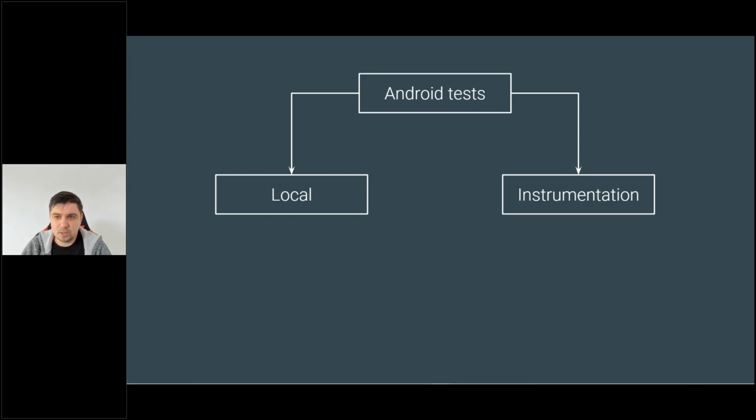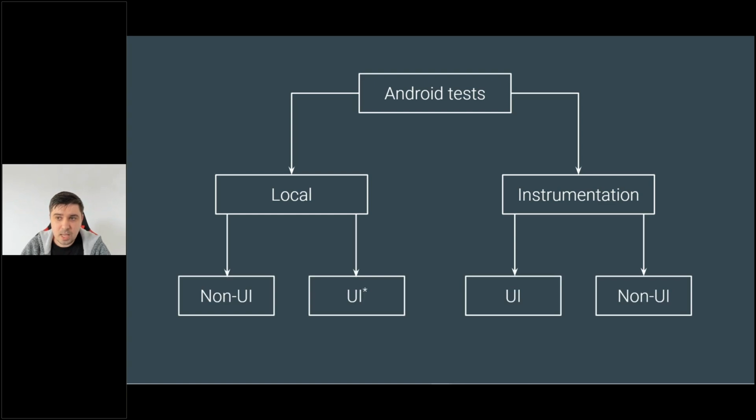And right now I want to speak in general about which types of tests are most popular and what we can do for Android. Here we have local and instrumentation tests. Both local and instrumentation tests can be UI and non-UI. We can do a UI test as a local test with Robolectric. However, it has a lot of limitations. And we can do proper UI tests, where we can test everything, as instrumentation tests. The main difference between local and instrumentation tests is that instrumentation tests require a real device or emulator.